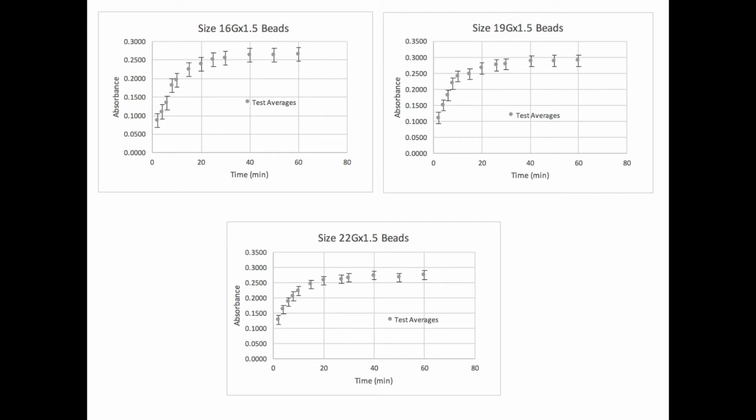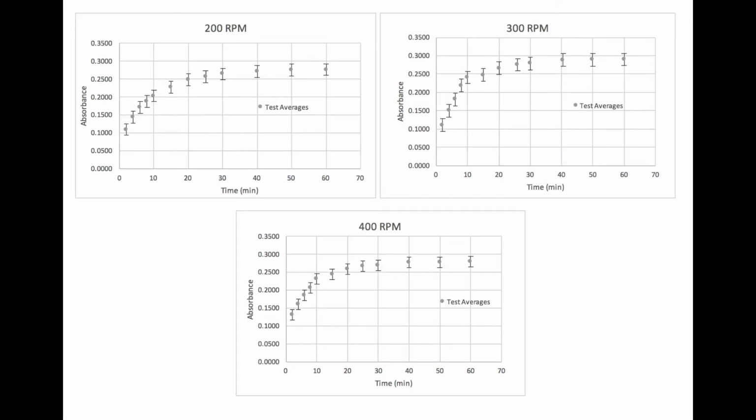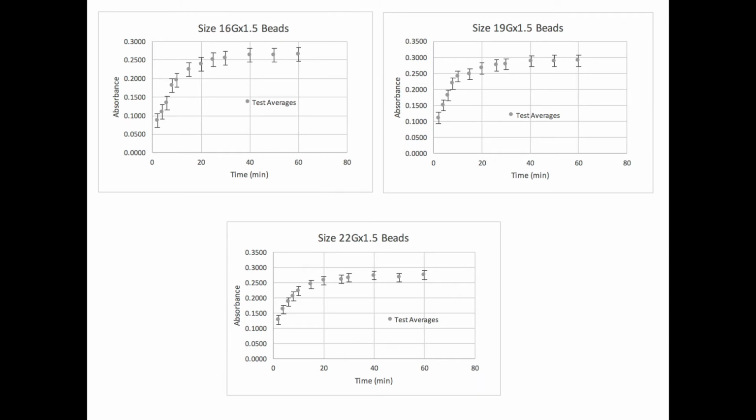The bead sizes used were 16, 19, and 22, which were the needle sizes provided. Cross-linking time and RPMs were kept constant at 3 minutes and 300 RPMs, respectively. The RPMs used were 200, 300, and 400 RPMs, while cross-linking time and bead size were kept constant at 3 minutes and size 19. The cross-linking times used were 1, 3, and 5 minutes. Bead size and RPMs were kept constant at size 19 and 300 RPMs.